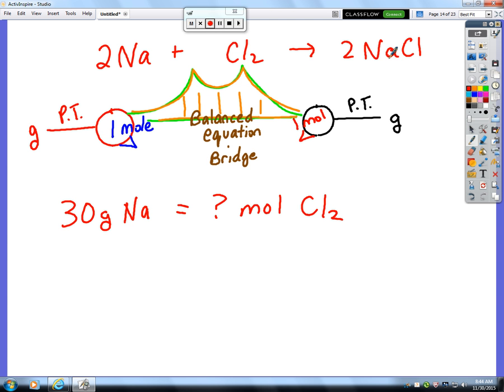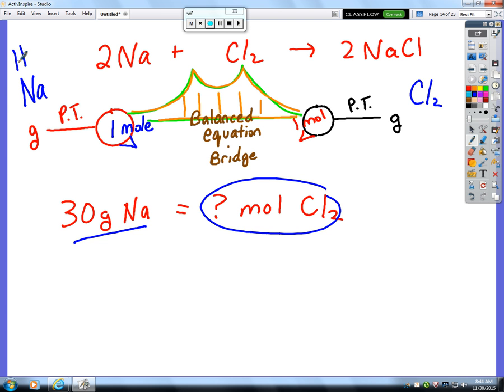So, what's true? This is sodium's land over here. Sodium lives over here, and chlorine lives over here, because those are my 2 elements. This is what I have, and this is what I need. I'm going to always write down what I have: 30 grams of sodium. And over here, I'm going to write down what I need: moles of chlorine.